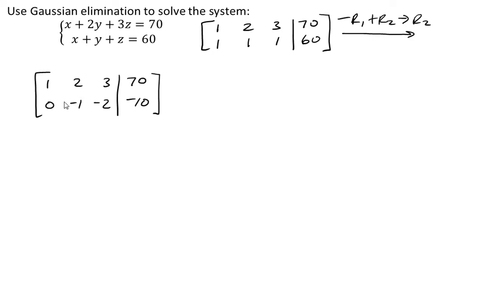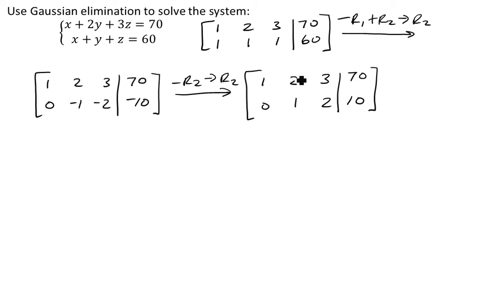Okay, next we want to get a 1 down in that next spot in that diagonal. So here we have a -1. I want that to be a +1. So I can just simply multiply row 2 by -1, and that'll give me a new row 2.